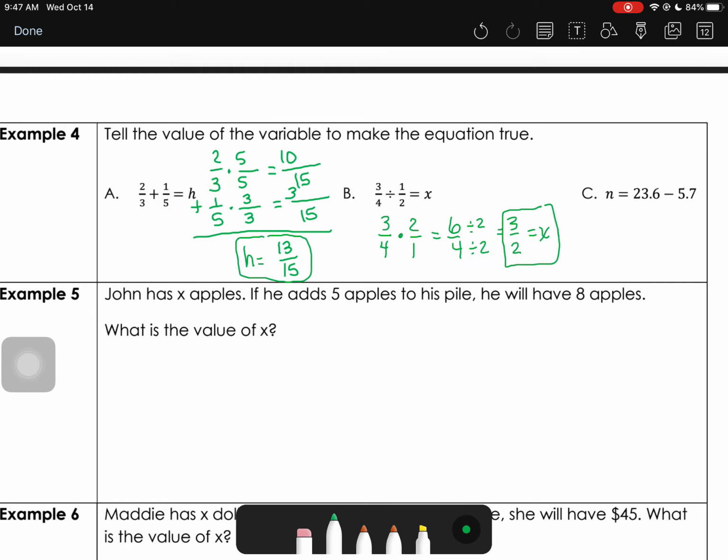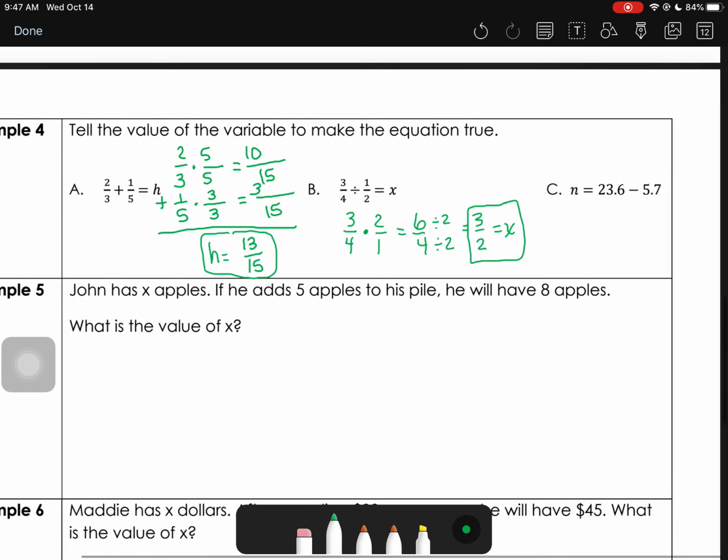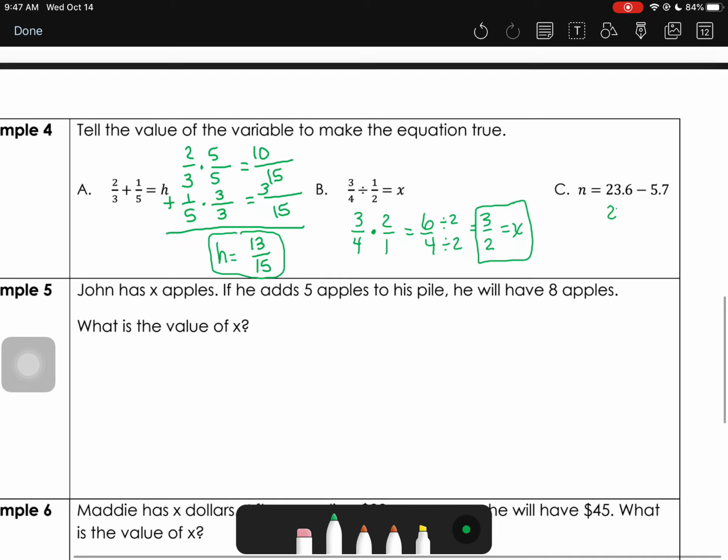In our next example, we say 23.6 minus 5.7 is equal to n. We're going to line it up and we're going to subtract. Borrow: 16 minus 7 is 9. Borrow: 12 minus 5 is 7. We have 1 left. And we bring down our decimal, so that is our n value.